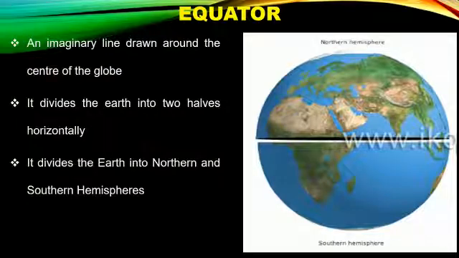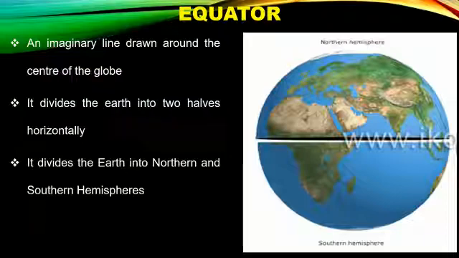Number 1 is equator. Equator is an imaginary line drawn around the center of the globe. It divides the earth into 2 halves horizontally. It divides the earth into northern and southern hemispheres. The northern hemisphere is situated between equator and the North Pole, and the southern hemisphere is situated between the equator and the South Pole.